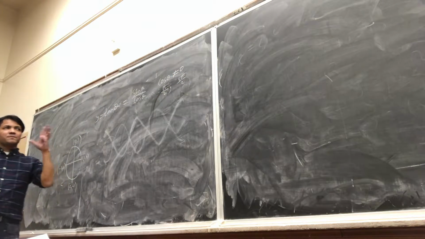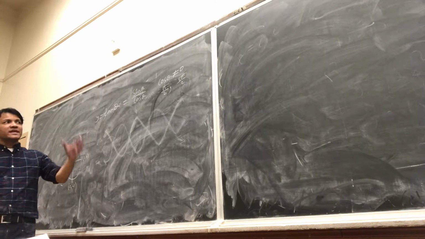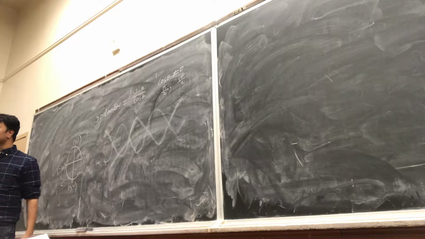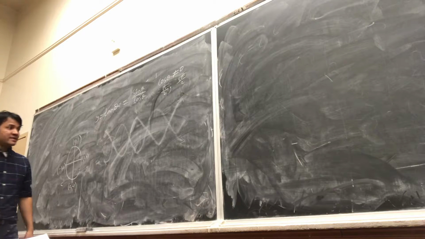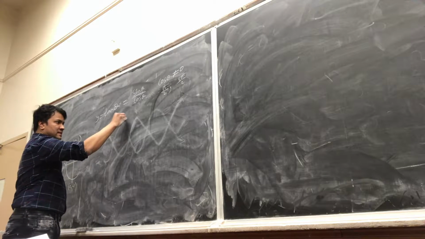So it cannot be that one. Cosine cannot be 90 degree. Cosine cannot be 270 degree. Look at that. How does that work? Let's see.